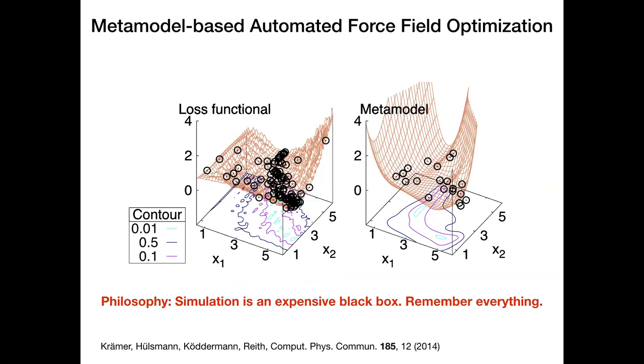Okay, so this is a small toy example. We have some loss functional, and then we just randomly sample a few initial parameters, run very short simulations for these, and then we can get an idea about how our loss function looks, how our observables look, depending on the parameters, and we can use that to sample these more promising regions of the parameter space. And remember, the philosophy here was that the simulation is a black box. Remember everything you can, build this model, and then you can do this faster than with gradient-based methods.